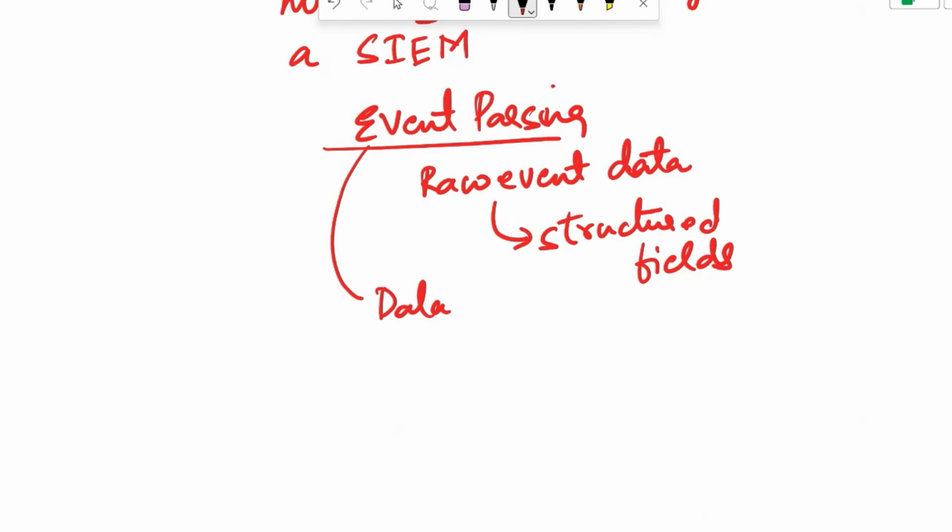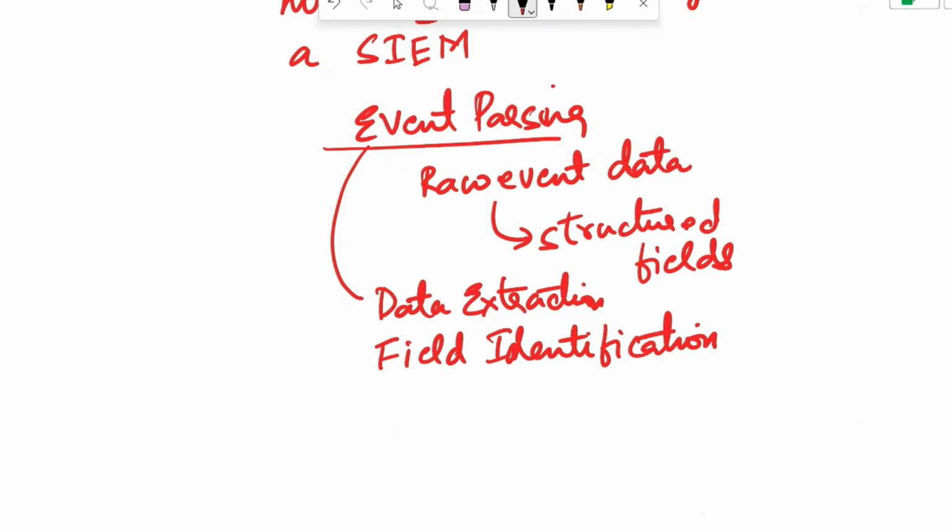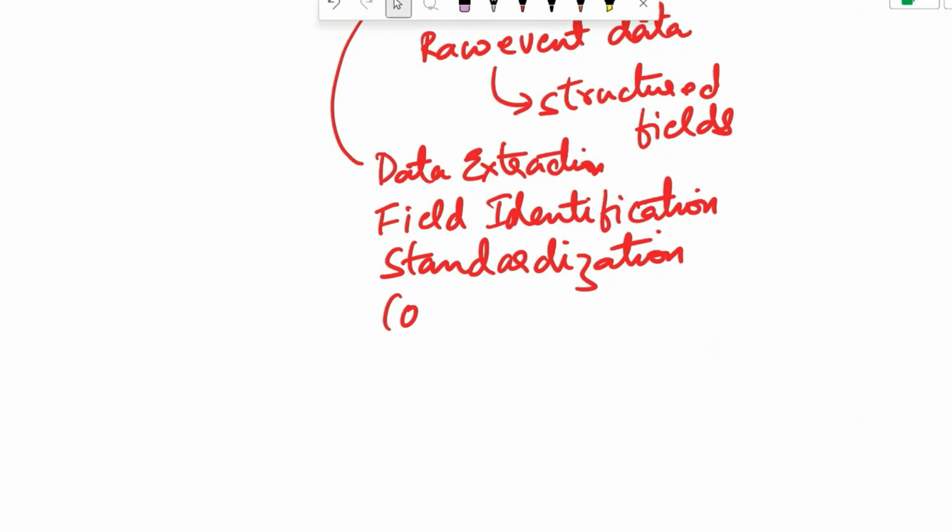First one is data extraction. Parsing extracts key data elements from raw logs, making it possible to identify and categorize the attributes of each event. Next is field identification. Parsing identifies the role of each field within an event and assigns a meaning to it. Fields can be timestamp, source IP address, event types, destination IP address, domain names, etc. Next is standardization. By parsing logs into structured fields, normalization can be applied more effectively, enabling consistent analysis across different types of events.